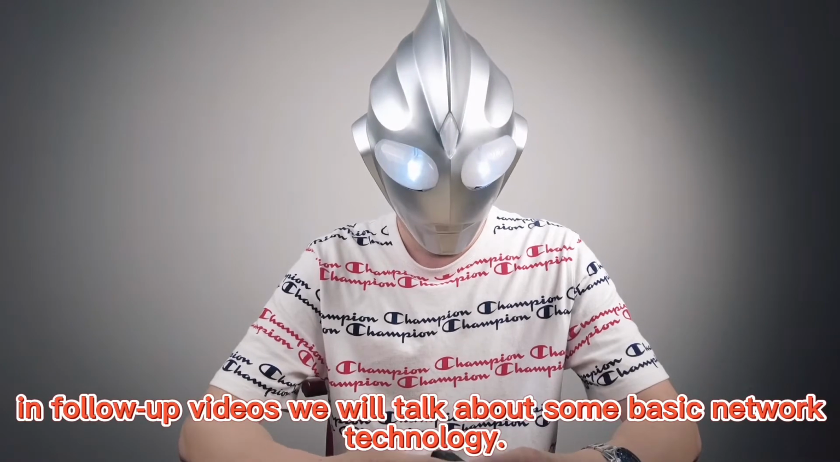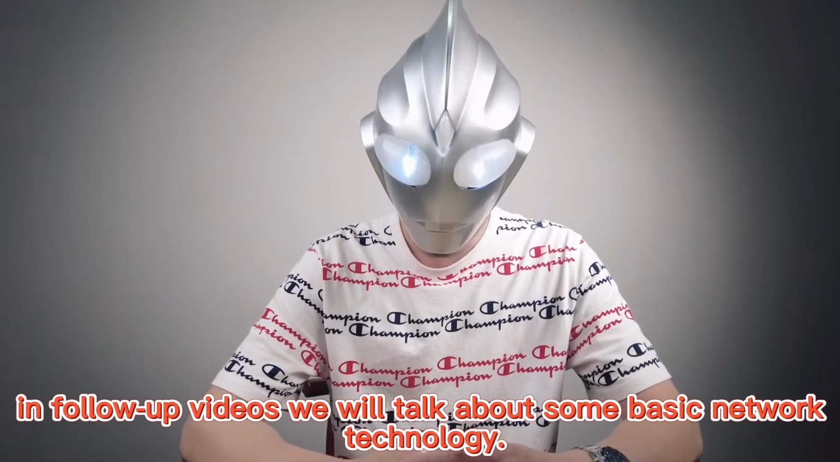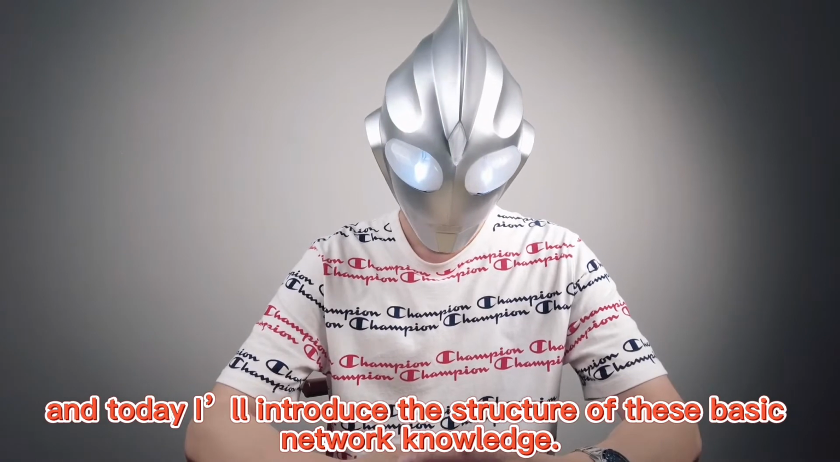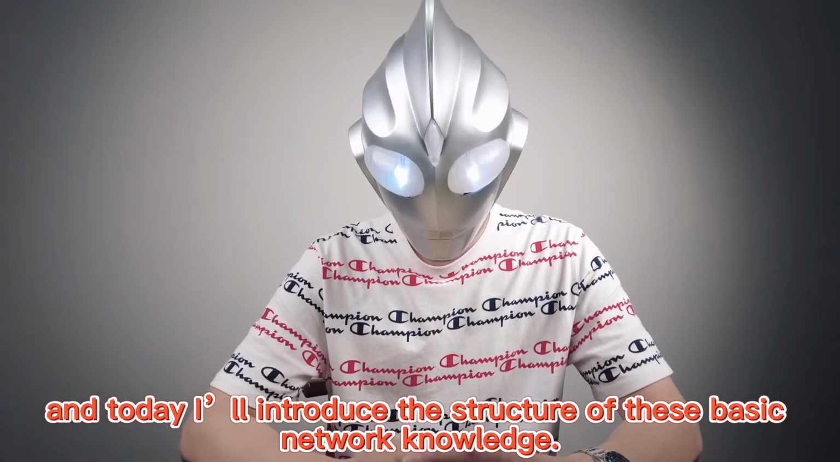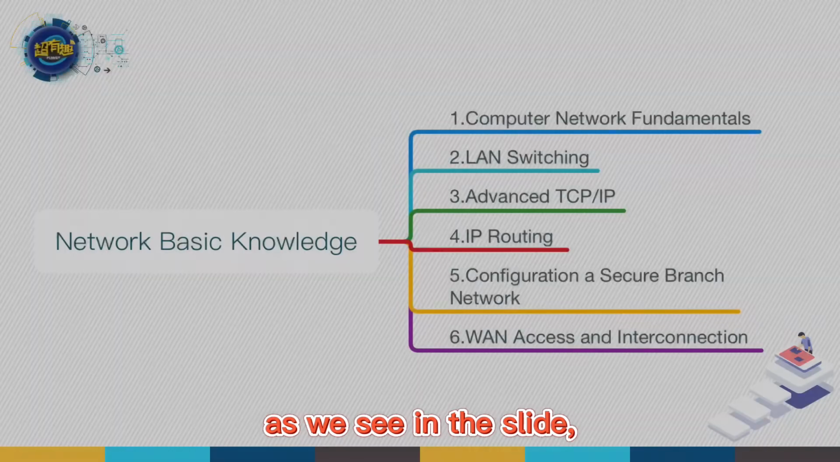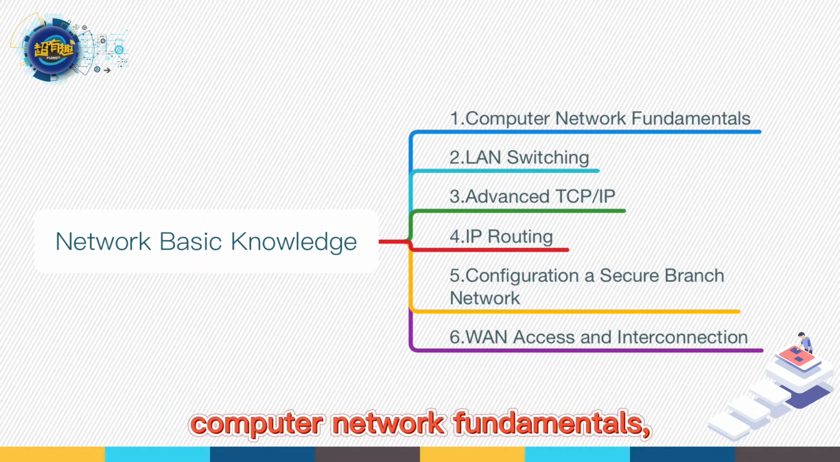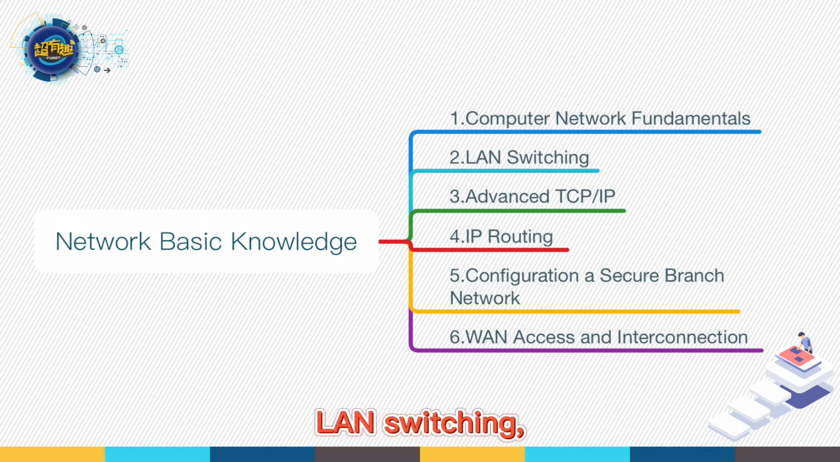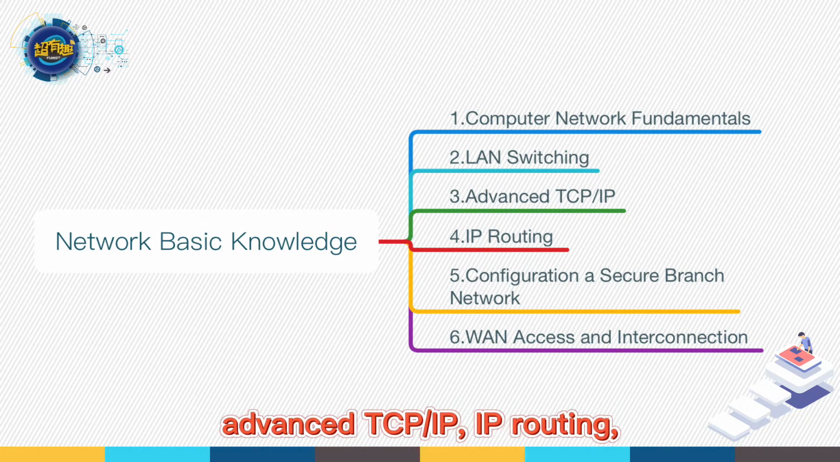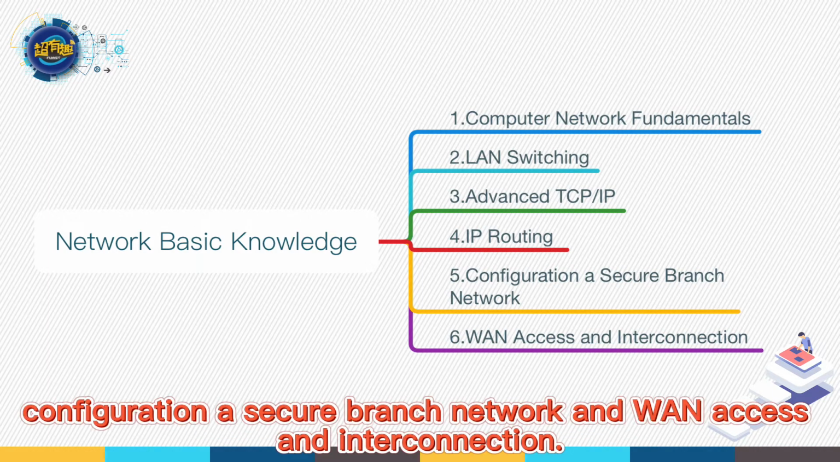In follow-up videos, we will talk about some basic network technologies, and today I'll introduce the structures of these basic network technologies. As we see in the slide, the basic technologies include 6 sections: computer network fundamentals, LAN switching, advanced TCP/IP, IP routing, configuration of a secure branch network, WAN access and interconnection.